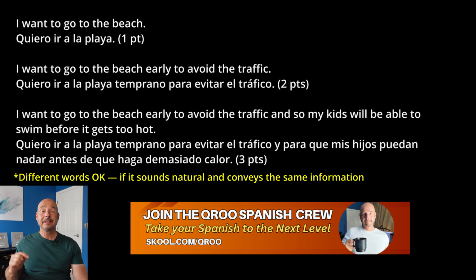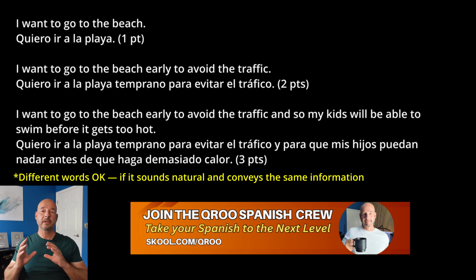Our beginner one is Quiero ir a la playa. Our intermediate one, Quiero ir a la playa temprano para evitar el tráfico. And the advanced one, Quiero ir a la playa temprano para evitar el tráfico y para que mis hijos puedan nadar antes de que haga demasiado calor.